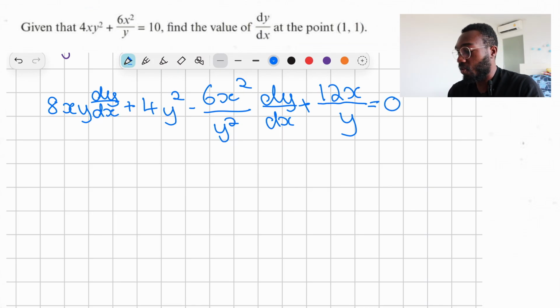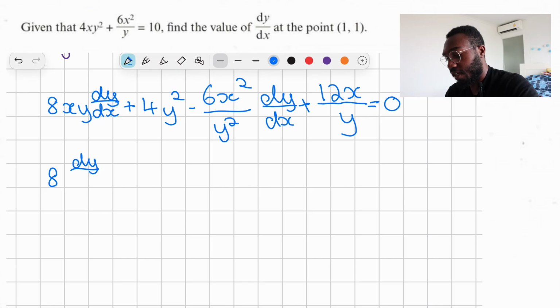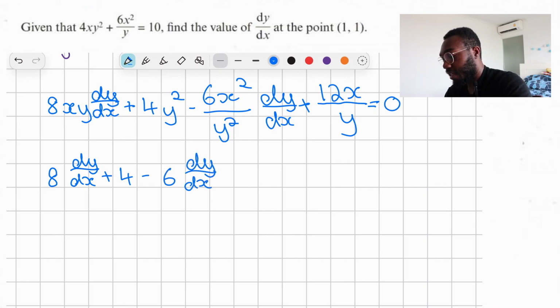And now what we can do is we can put in our values now. So we have x is equal to 1 and y is equal to 1. So we put those values into both x and y, we would end up with 8 dy over dx. That would be plus a 4 minus a 6 dy over dx. And that would be plus a 12, and that would be equal to 0.